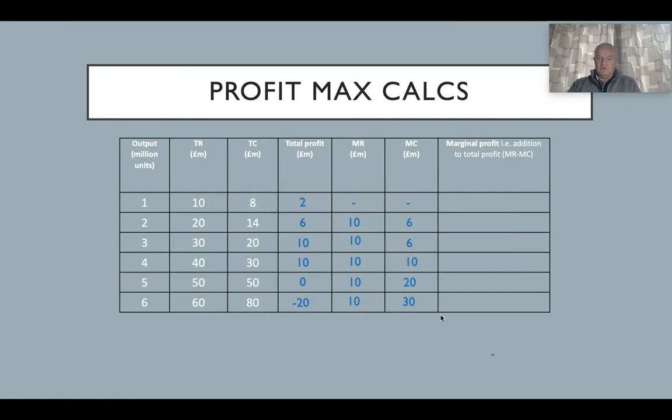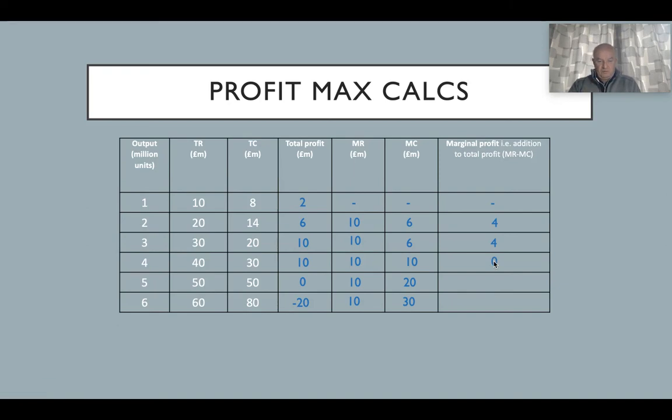Let's take a look at the marginal profit now then. Okay, again, for 1 million units, we haven't got a marginal profit. This is marginal revenue minus marginal cost, and you can see that in this case, our revenue is higher than our marginal cost. So our marginal profit is going to be 4. Again, same principle applies, where in this case our marginal revenue is still higher than our marginal cost, so we're still achieving that marginal profit of 4 million.